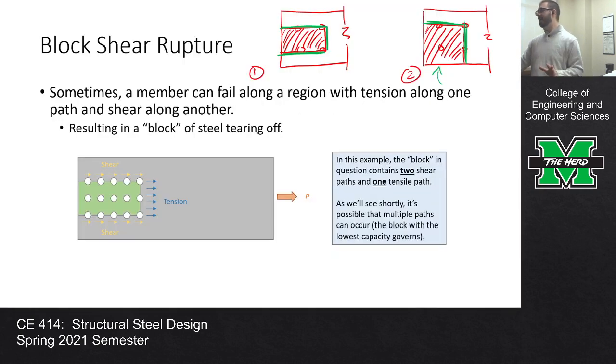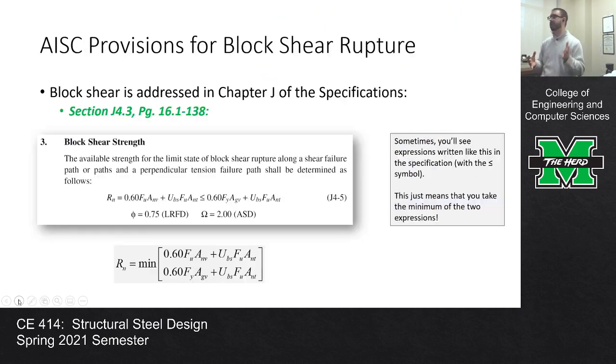Now, we don't have time to get into the math and whatnot, so I'm going to save that for another day, or for Friday, but I will show you the expression that's in the spec. If you look at the Rn expression, it kind of looks a bit nuts, because if you compare that to gross section yielding, which is just FyAg, and then you look at this, you're like, good Lord, what the heck is going on here? Because there's a pile of junk less than or equal to another pile of junk. You would be surprised how easy this is.